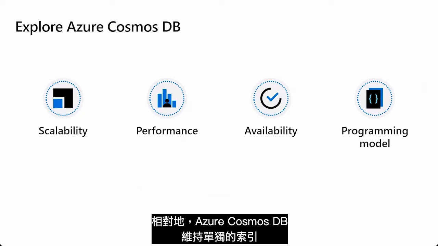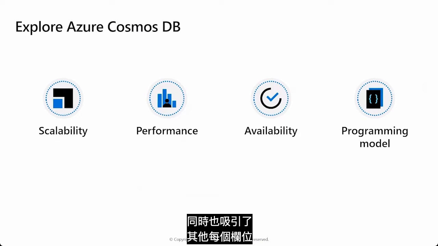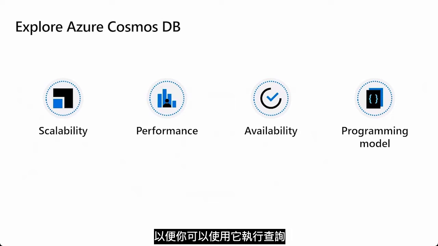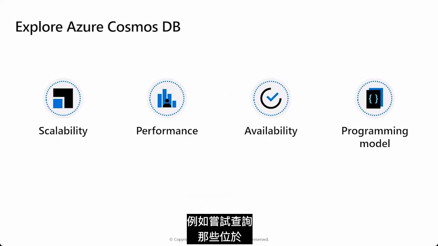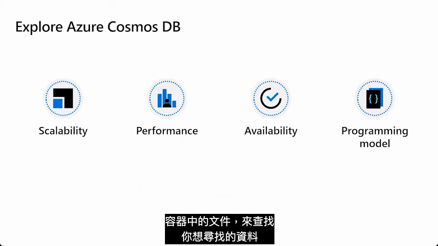Instead, Azure Cosmos DB maintains a separate index. This index contains not only the document IDs, but it also tracks the value of every other field inside that document. And this index is created and maintained automatically so that you can use it to perform queries, such as querying for a particular field inside those documents in your container, without having to scan through the entire partition or all the documents in that container to find the data that you're looking for.